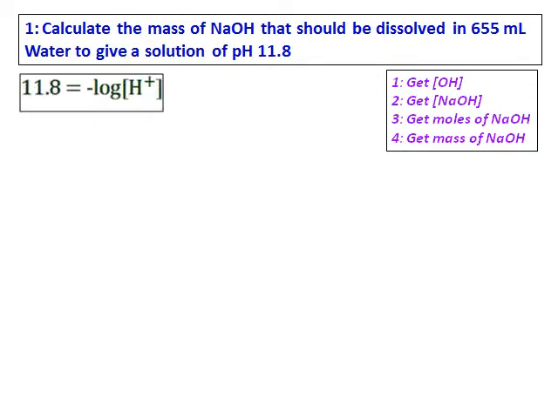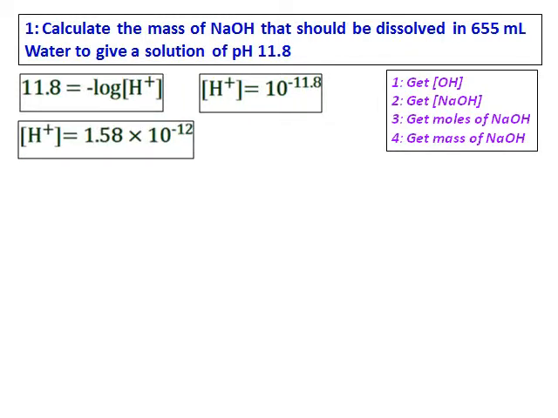So the pH is given as 11.8. So that's equal to negative log concentration of hydrogen ion, and that gives me the concentration of hydrogen ion. If I take the pH raised up, the value of hydrogen ion can be calculated by 10 raised to the power of negative 11.8 when you take the antilog of hydrogen ions. Then I get the concentration of hydrogen ion as 1.58 × 10 to the power of negative 12.